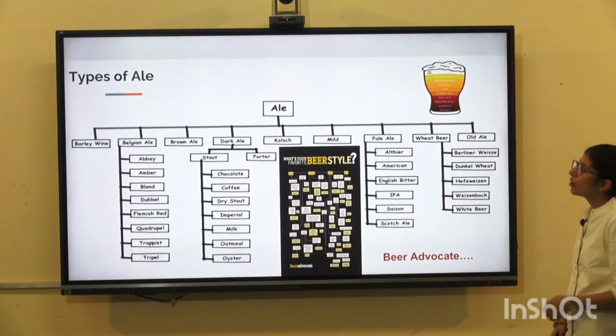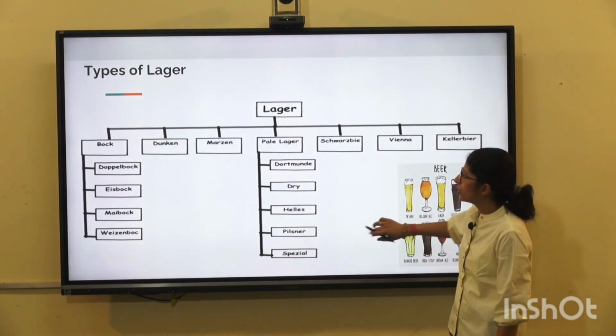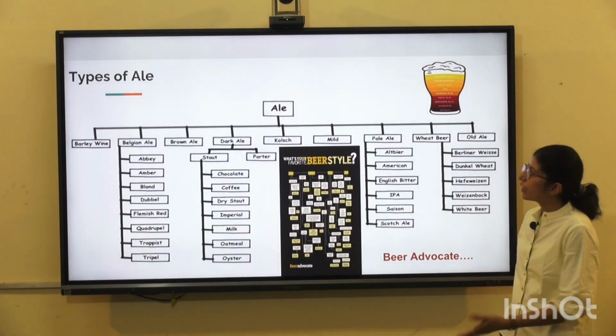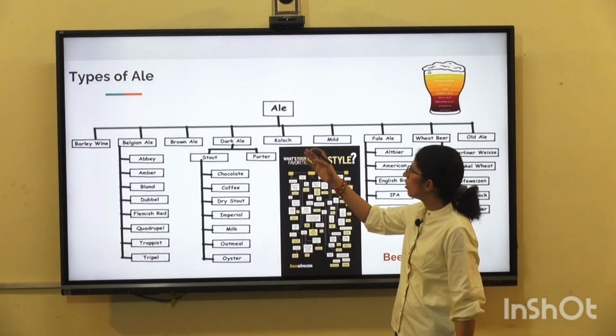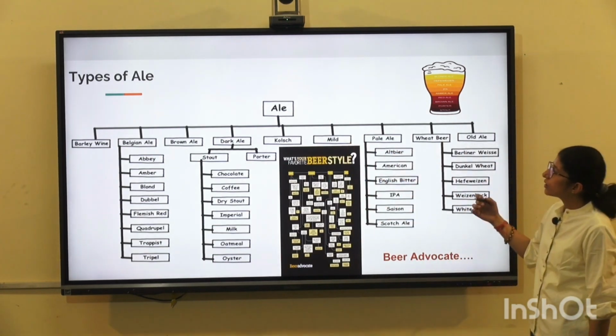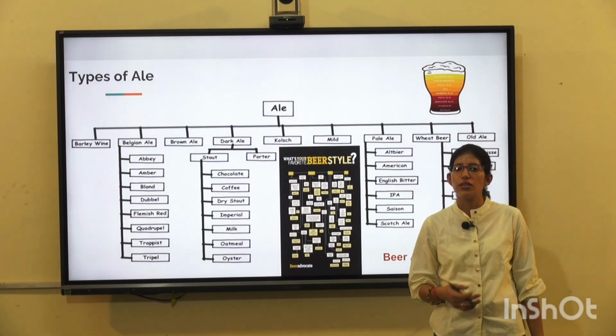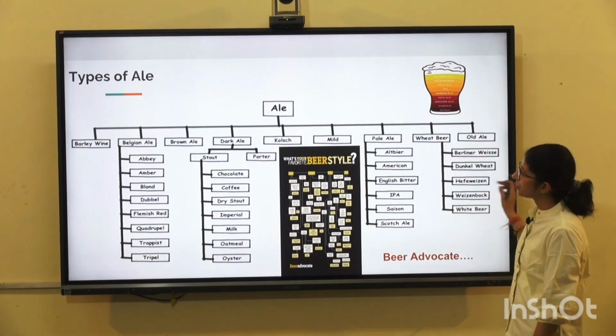Now, these are the types of ale and types of lager that are commonly used in beer production. And types of ale are barley wine, Belgian ale, brown, dark, Pils, mild, pale, wheat, and old ale. Followed by that, what is the actual type of beer? You have to select for your own preferences, cost, and its benefits.